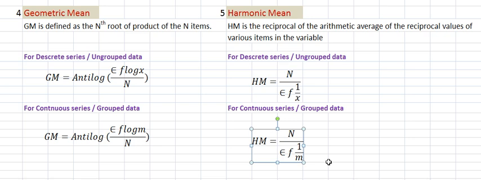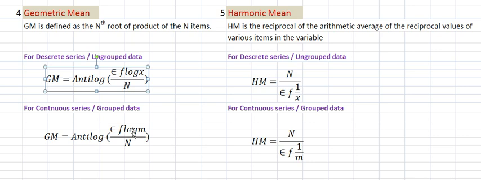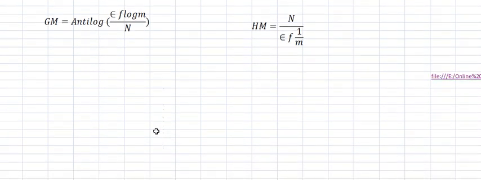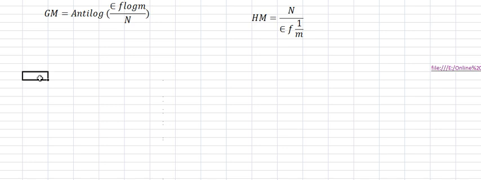Harmonic mean. Now we will take examples one by one. So I will take the first example for this formula. Which formula? Antilog, the ungrouped data geometric mean example, right? So I will take this example, question 1, first. Then we will go one by one. So I will give you the example. Which one? This one.